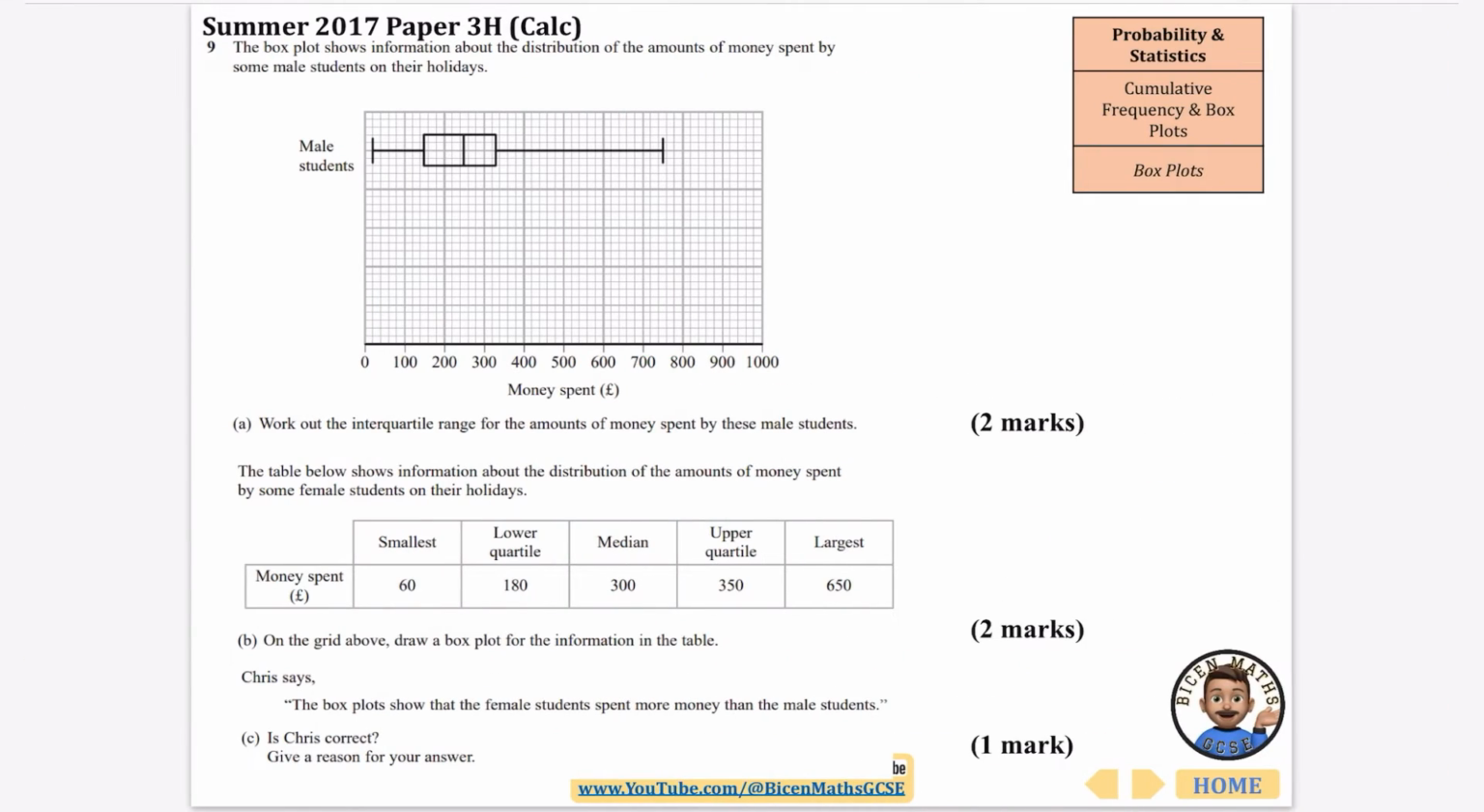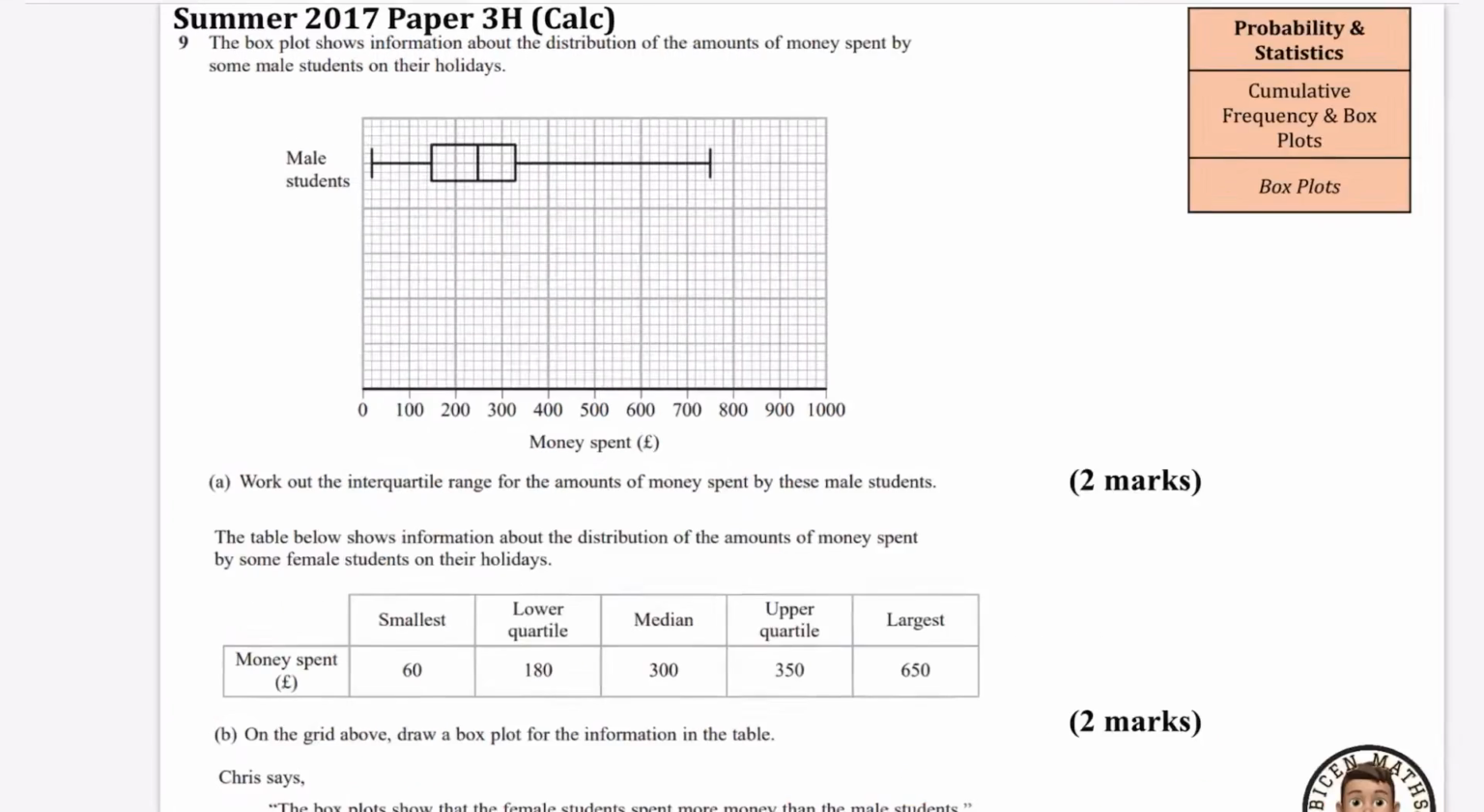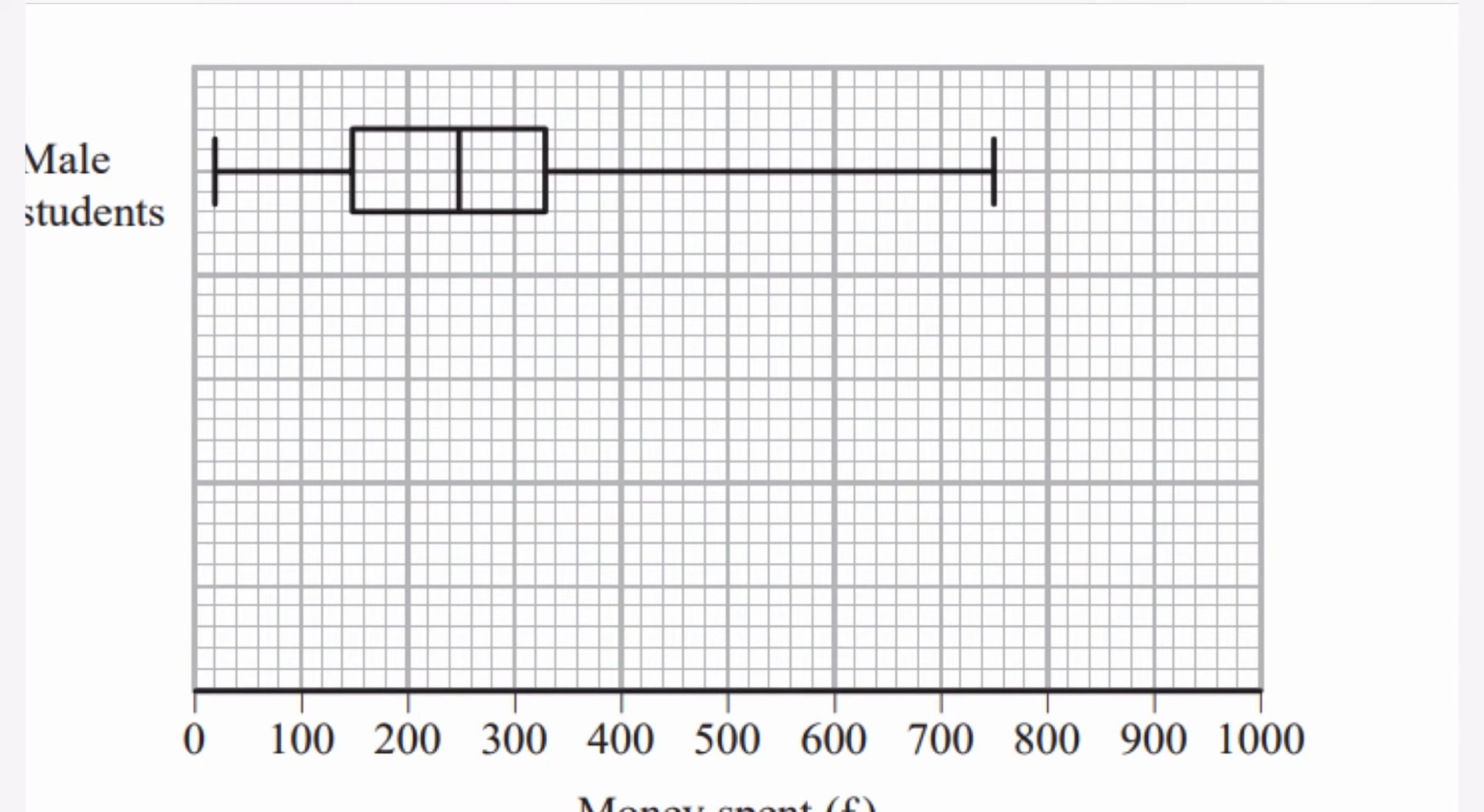Okay, this question that we've got here, the box plot shows information about the distribution of the amounts of money spent by some male students on their holidays. Work out the interquartile range for the amounts of money spent by these male students. So we're going to just quickly look at some of these values. I would say that this value is exactly halfway between 100 and 200. So the lower quartile, that is 150.